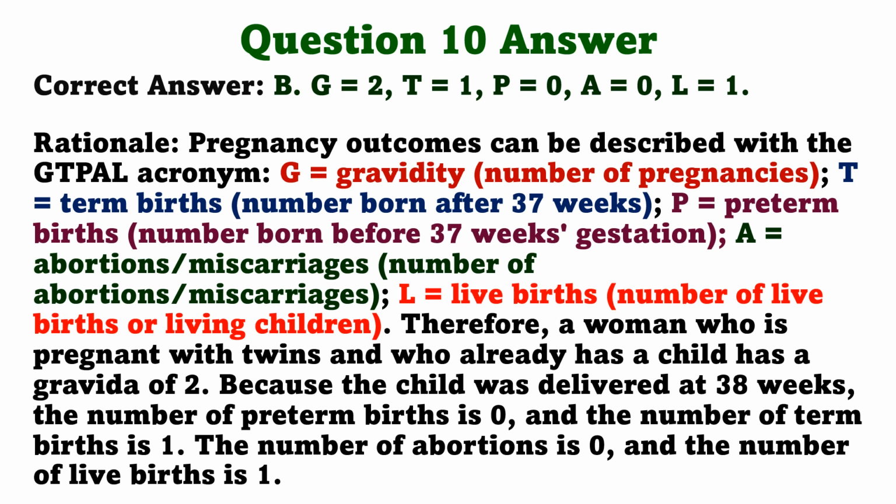Therefore, a woman who is pregnant with twins, and who already has a child, has a gravida of 2. Because the child was delivered at 38 weeks, the number of preterm births is 0, and the number of term births is 1. The number of abortions is 0, and the number of live births is 1.